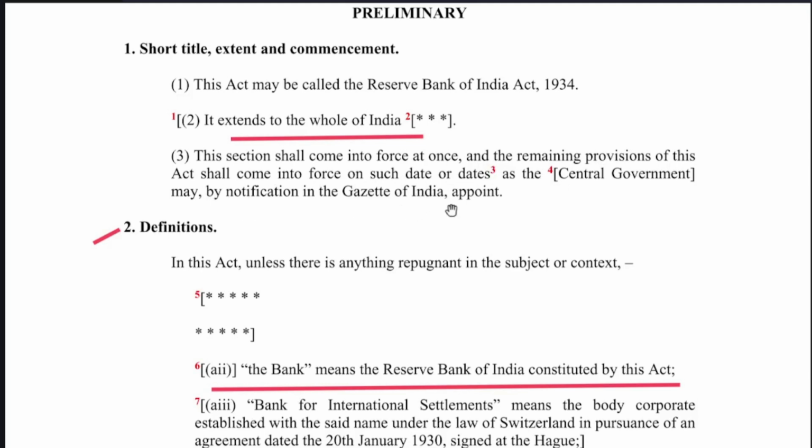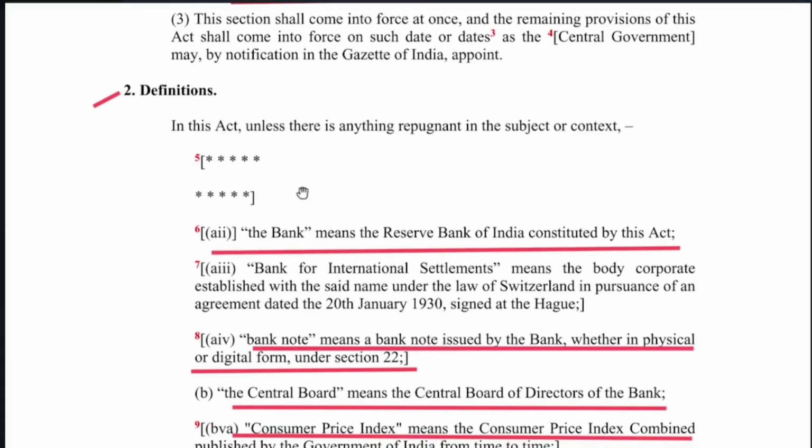Meaning thereby, the government of India can have a single date for the operationalization or the commencement of the entire act, or it can choose different dates for the commencement and operationalization of different provisions, different sections of the RBI Act. Moving further, let's see certain important definitions that will be appearing in the Act again and again.